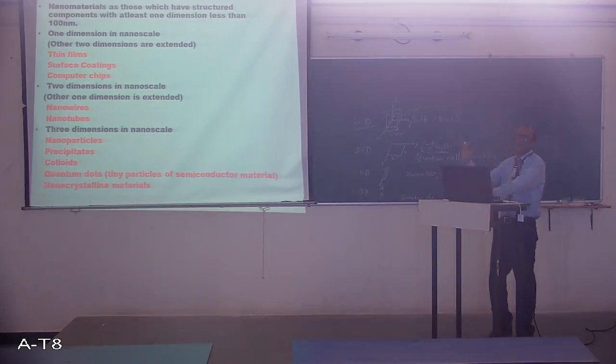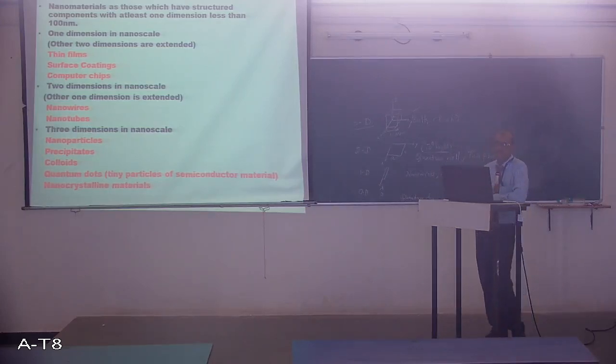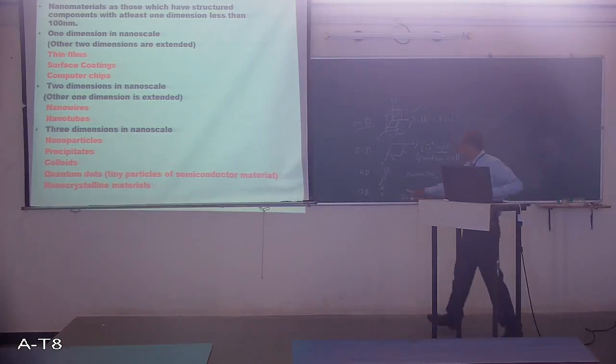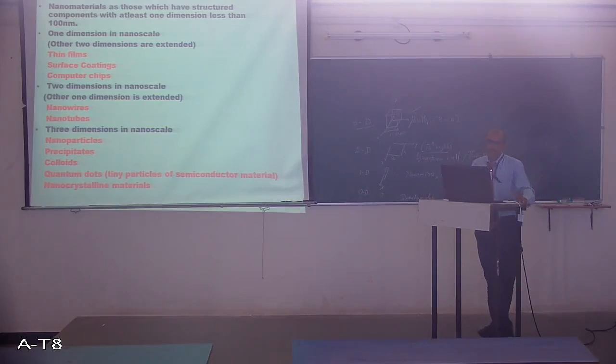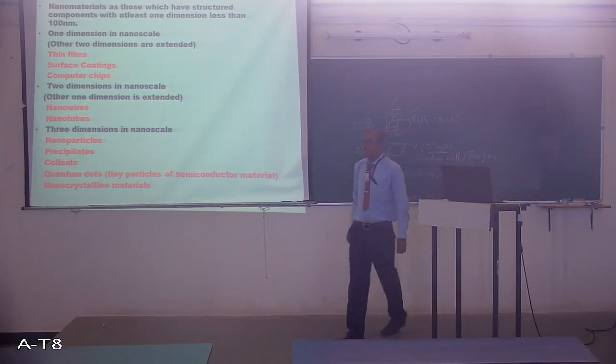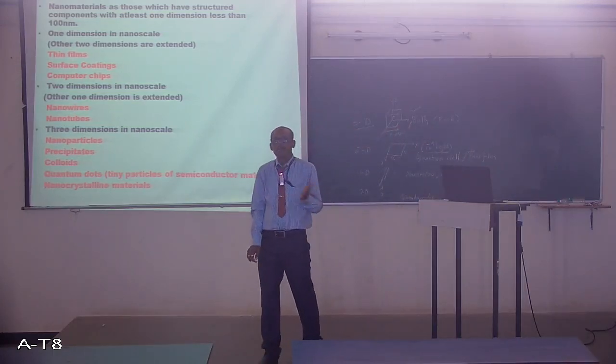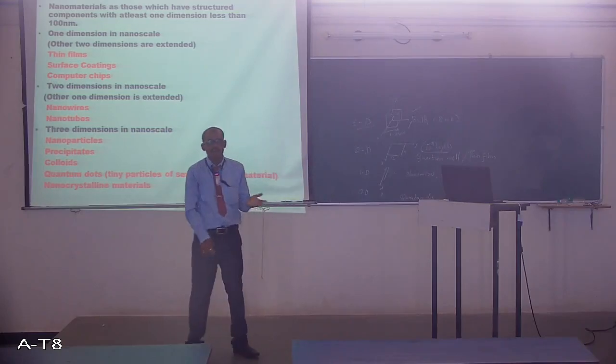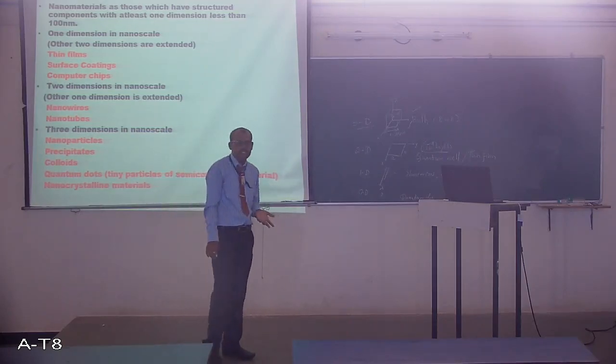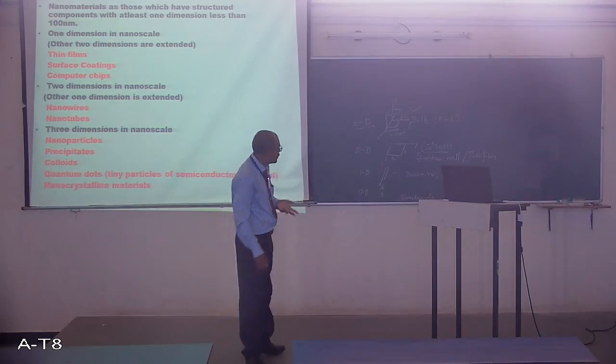Such type of particles we call nanoparticles. Examples are precipitates, colloids. Such a small particle, point or dot, we call quantum dots. It is very, very small. These are tiny particles of a semiconductor material and it is a nanocrystalline material. This is the classification of materials. 3D is bulk, 2D film is a two-dimensional structure, nanowire is a one-dimensional structure, quantum dot is a zero-dimensional structure.